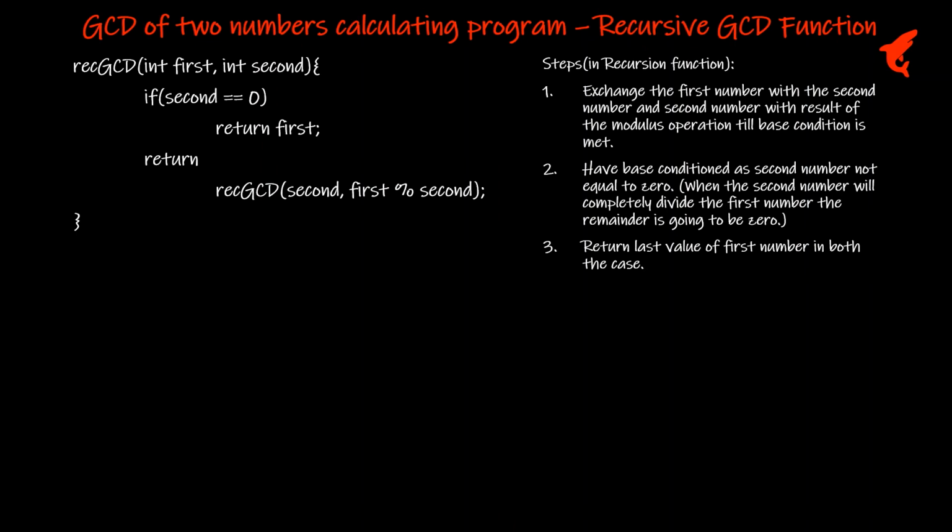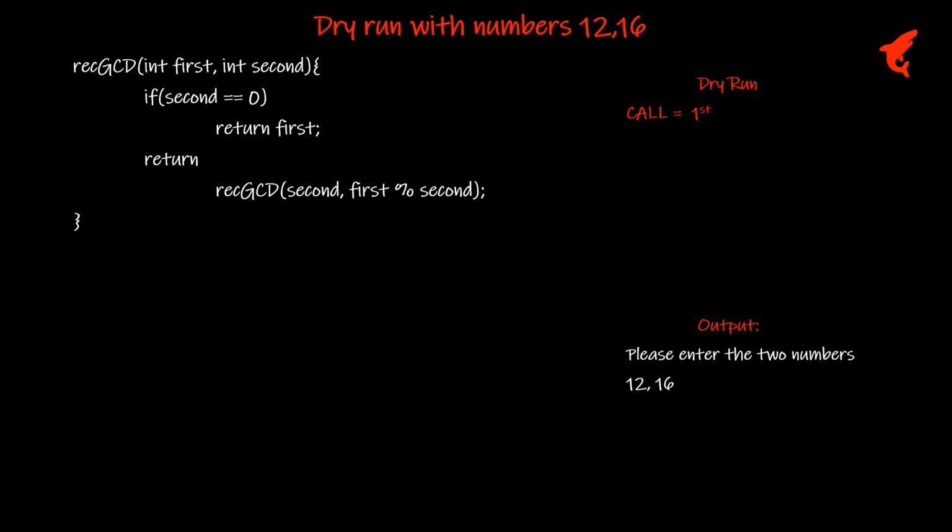To understand this better, let's look at the example or a dry run. So we start with the dry run. 12 and 16 are the numbers. We assume that the main function was called. The user enters values 12 and 16. Here the order will not matter. Why? We'll see that in the execution.